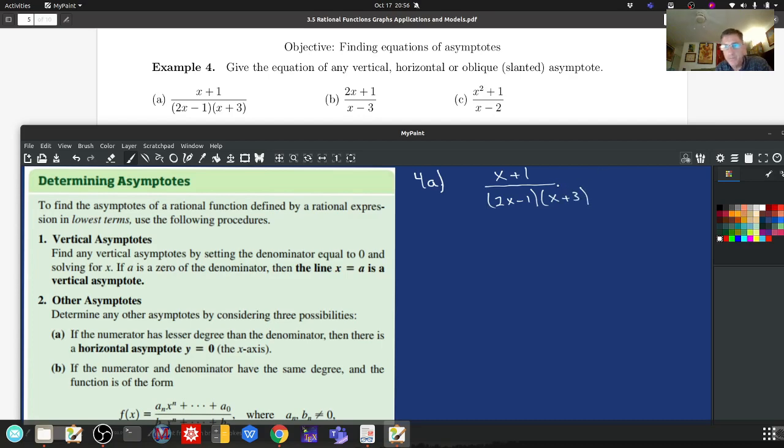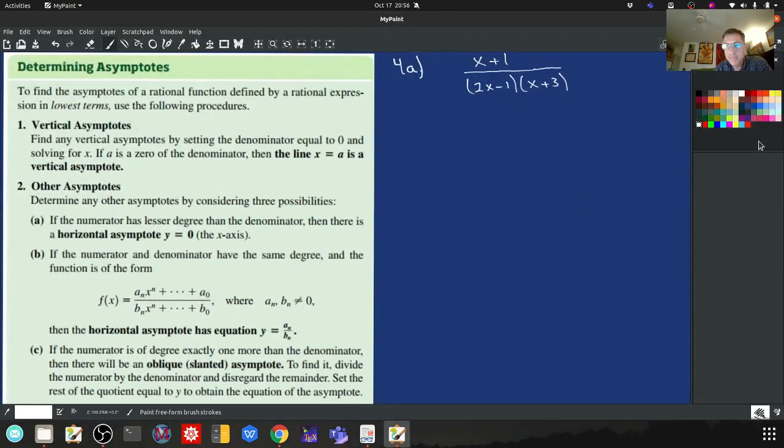That's my view. So let's do it. So we want to first find vertical. So what do we do? We take the denominator, 2x minus 1 times x plus 3, and we set it equal to 0.